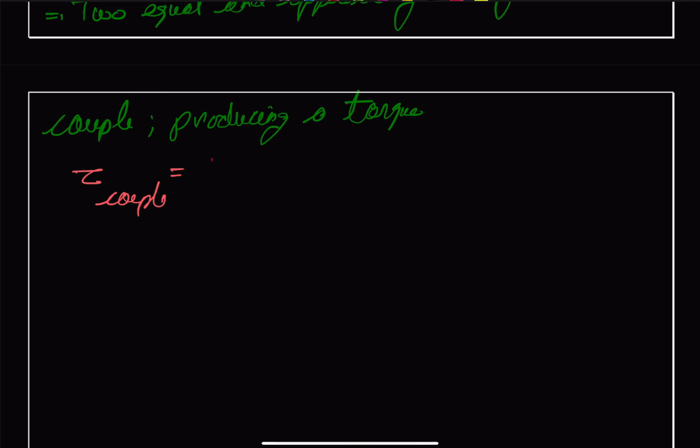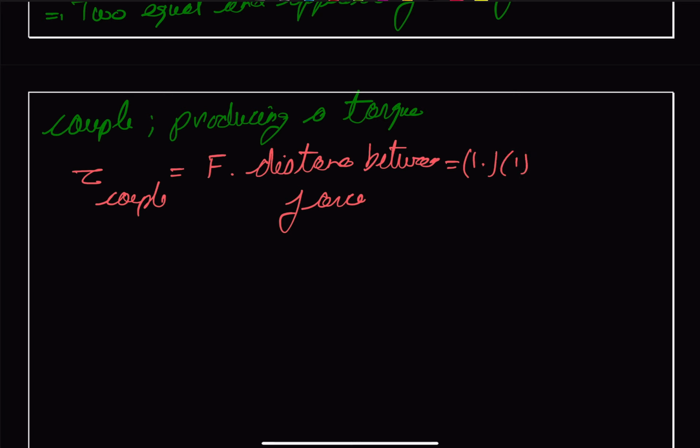Or we can also write tau couple will be equal to force multiplied by distance between the two forces. Each force is equal to 1, and the distance between them is also 1, so this comes as 1 Newton meter.